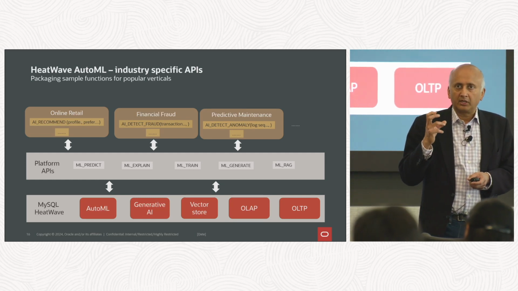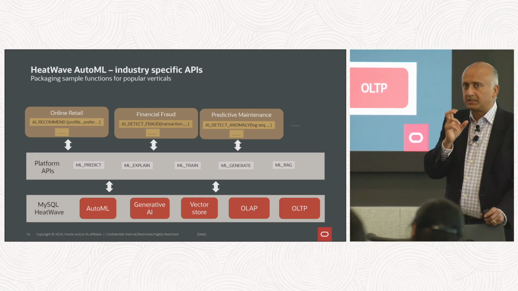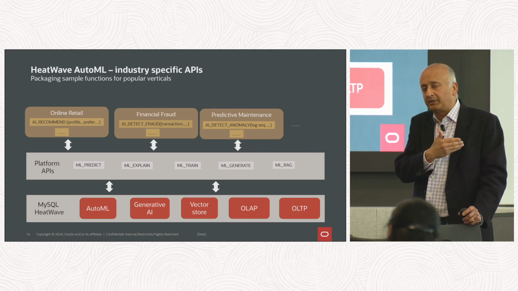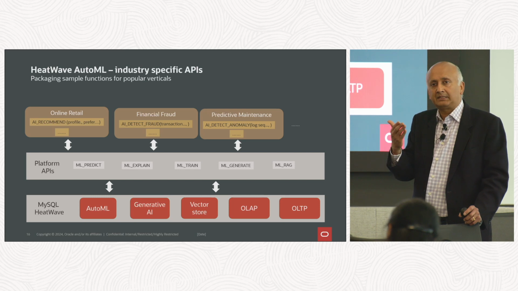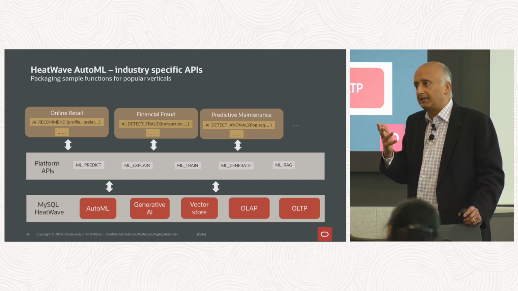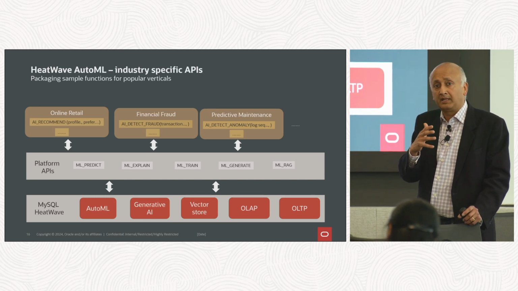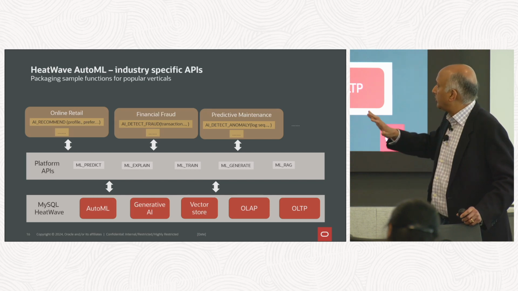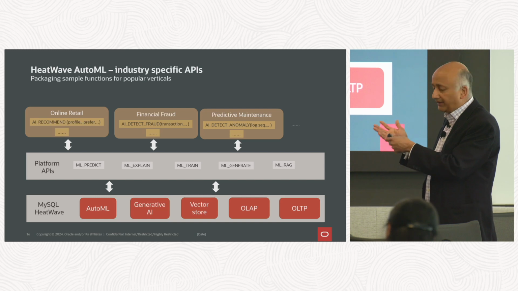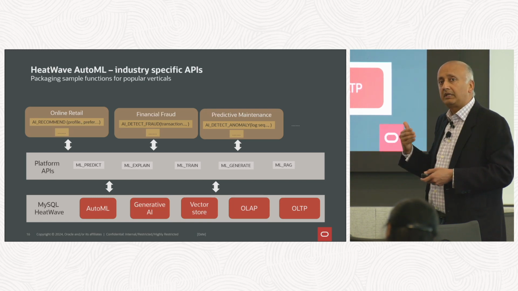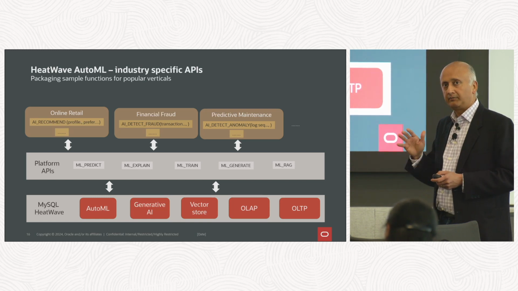So what we are working on is providing some functions for each of these domains. Like I gave you an example of financial fraud. Similarly, we have many customers who want to do things in predictive maintenance, or there are customers who want to do something in online retail. So what we're going to do is to provide a mechanism by which we have some sample functions, if you will, which can be used for the most popular verticals which we have seen.